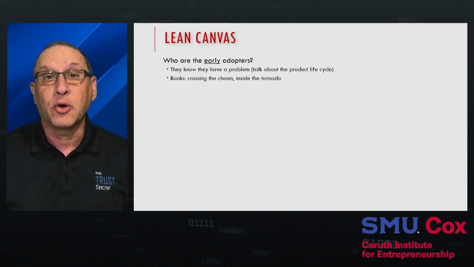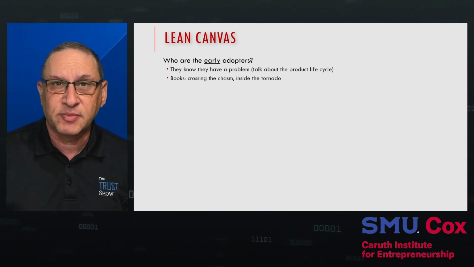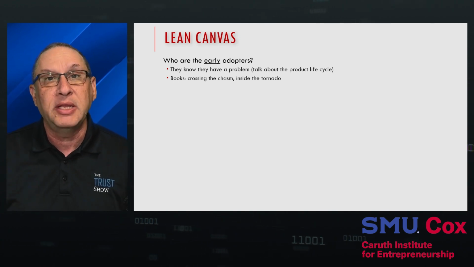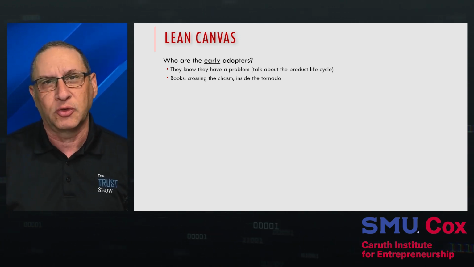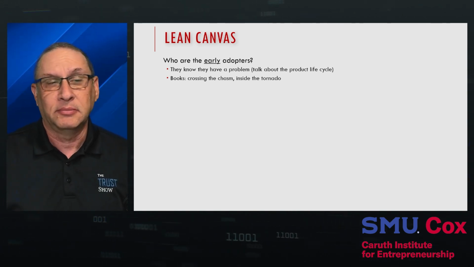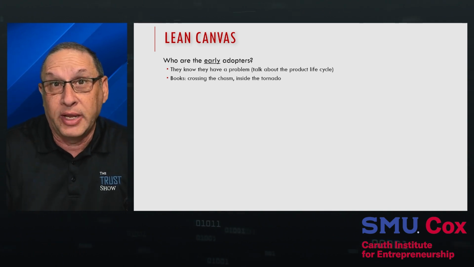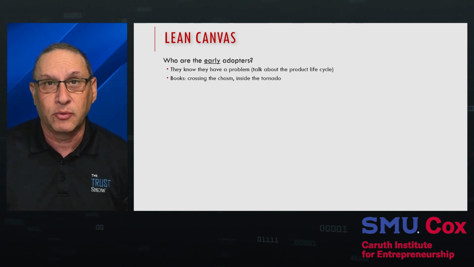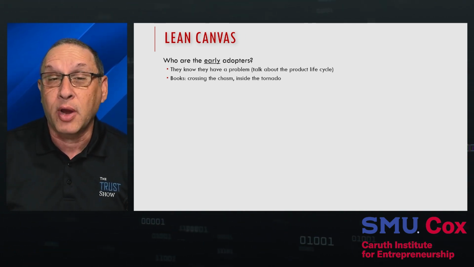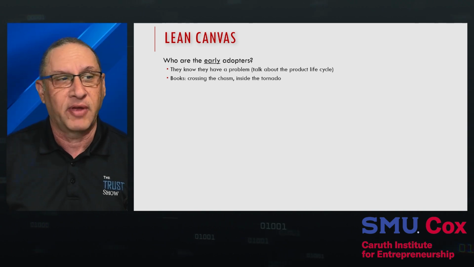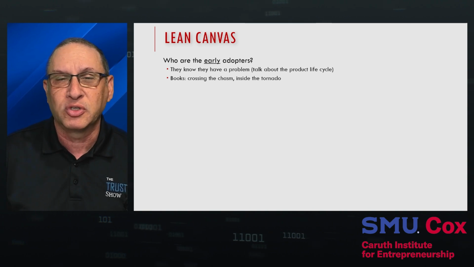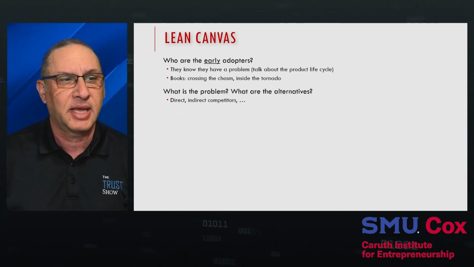First of all, who are the early adopters? In the business model canvas, we talk about who the customers are. But here, remember that we care about who will be the early adopters, the first customers that we should go after, and that's important to identify. They know that they have a problem. They're early in the product cycle, and remember when we talked about that, they are the ones that are willing to try new things. They're the ones that can see early value. Books that I would recommend are Crossing the Chasm and Inside the Tornado. It's two books by Geoffrey Moore that would really help in this context.